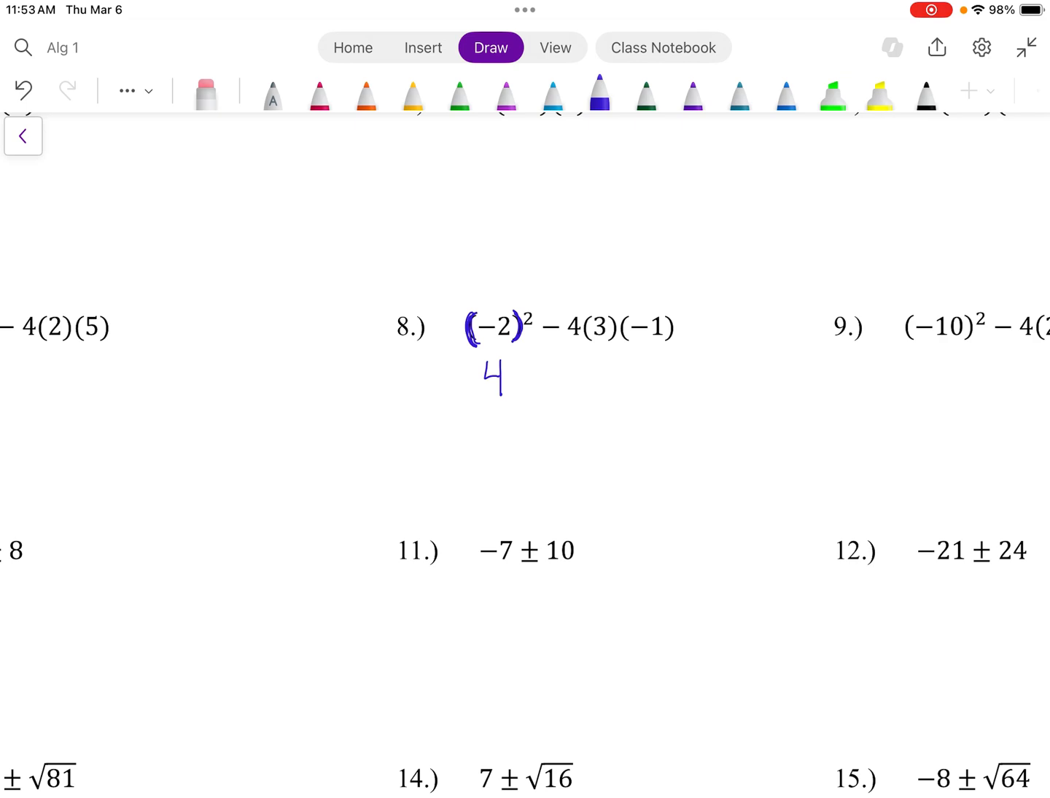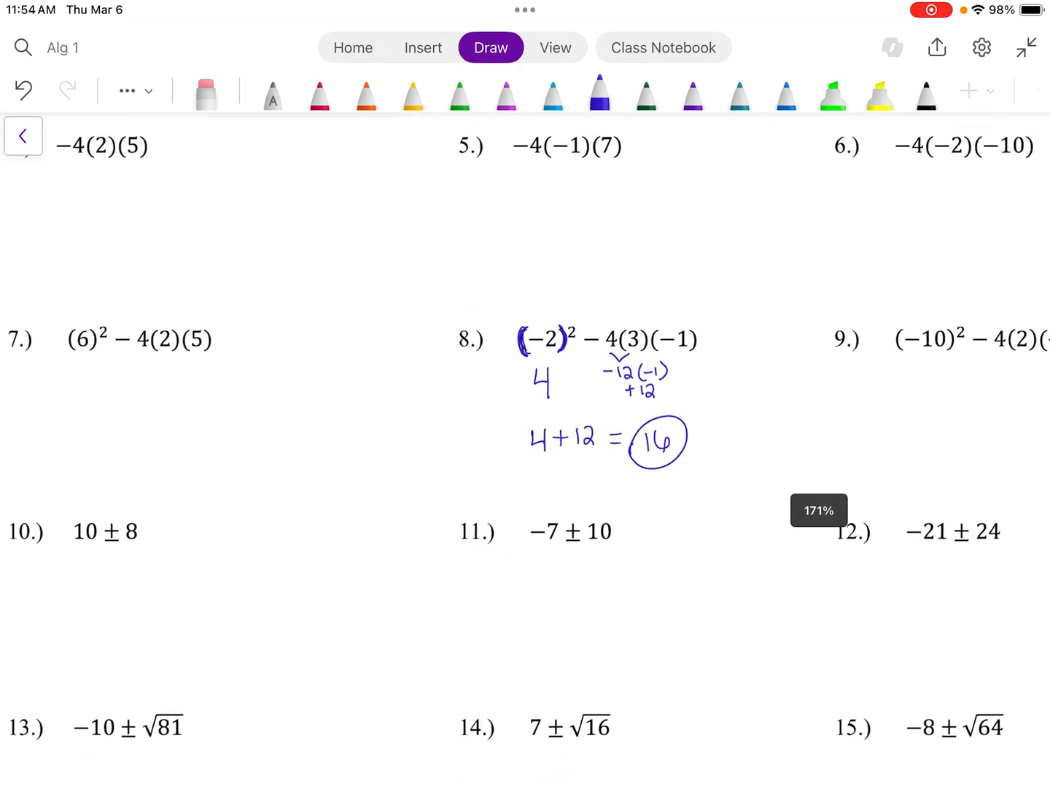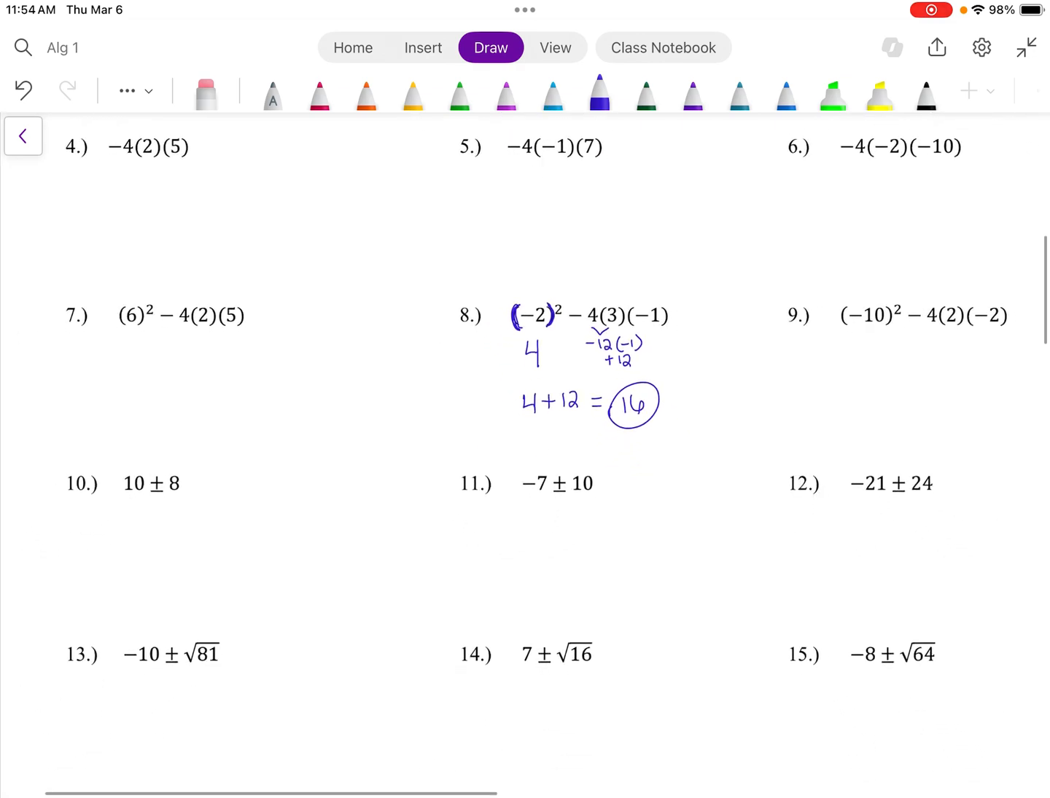Well then, if we want to subtract 4 times 3 times negative 1, we have to multiply this out before we can actually subtract that. So I'm going to think about this as negative 4 times 3, which would give me negative 12, and negative 12 times 1 would give us positive 12. So this is actually going to become 4 plus 12, which then leaves us with 16 as our final answer. So we're always thinking about our order of operations. What do we have to do first?